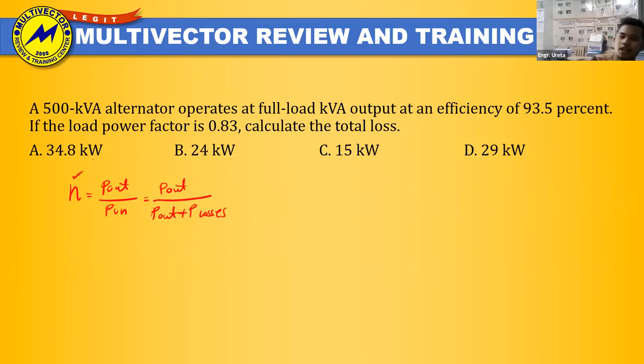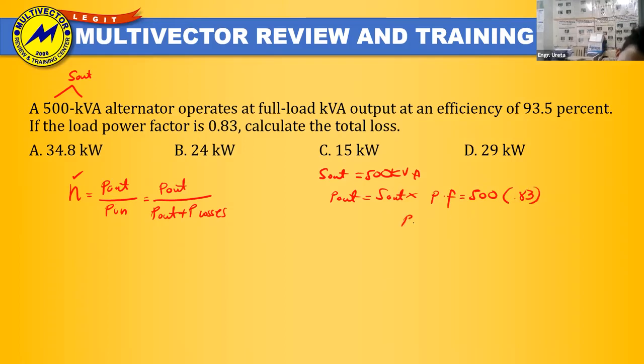Okay, so we are given the efficiency, 93.5. What is actually missing is the output power so I can solve for the losses. What was given here is the output apparent power, S out, which is 500 kVA. To get our output real power, it is just equal to the apparent power multiplied by the power factor. So 500 multiplied by 0.83. If you solve that, the output power is just equal to 415 kilowatts.